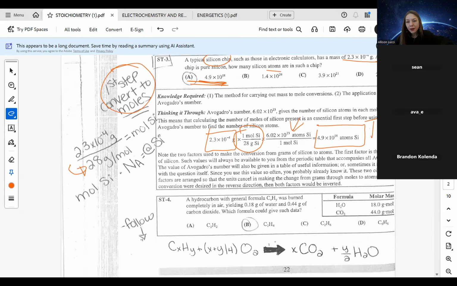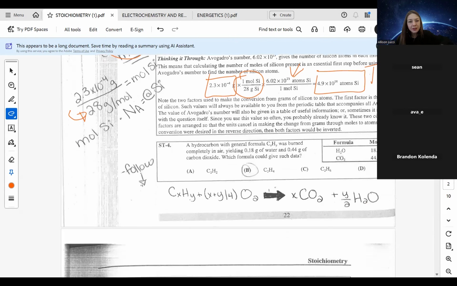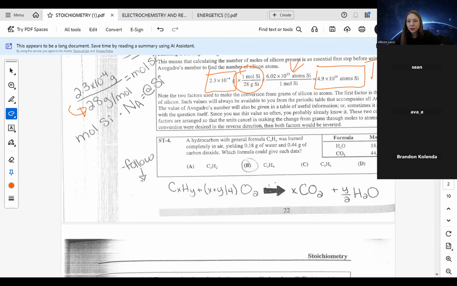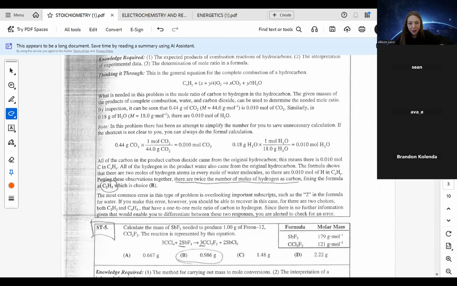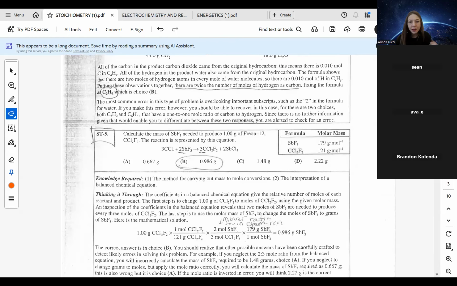So let's see here. What else do we want to talk about that you might see here? How about something like this, problem number 5 here. This uses stoichiometry, of course, because we're in that section. But we might not have seen something like this in a while, maybe like chapter 4 or 5. So let's take a look here.